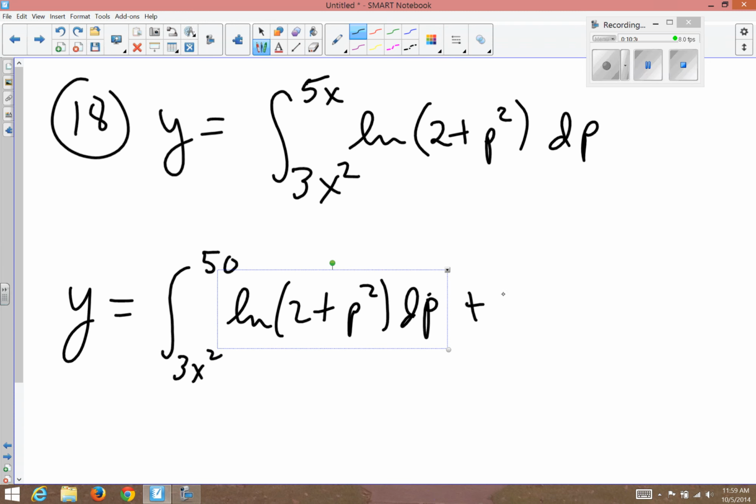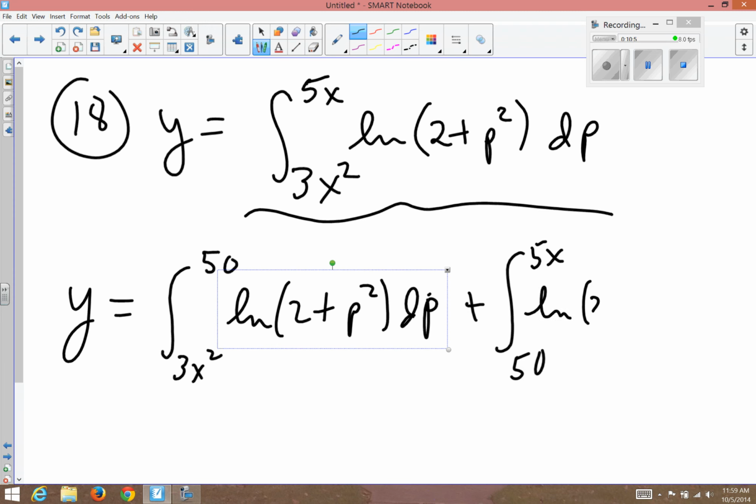And we're going to add to that the integral from where this one left off. This one left off at 50. And this is going to end up at 5x because that's where we want it. We want the sum of these integrals to equal this original one. So, an important property of integrals is these two integrals can be combined as long as the upper limit up here matches the lower one down there. These can be put together to equal the original. This is any number at all as long as the one down here matches.